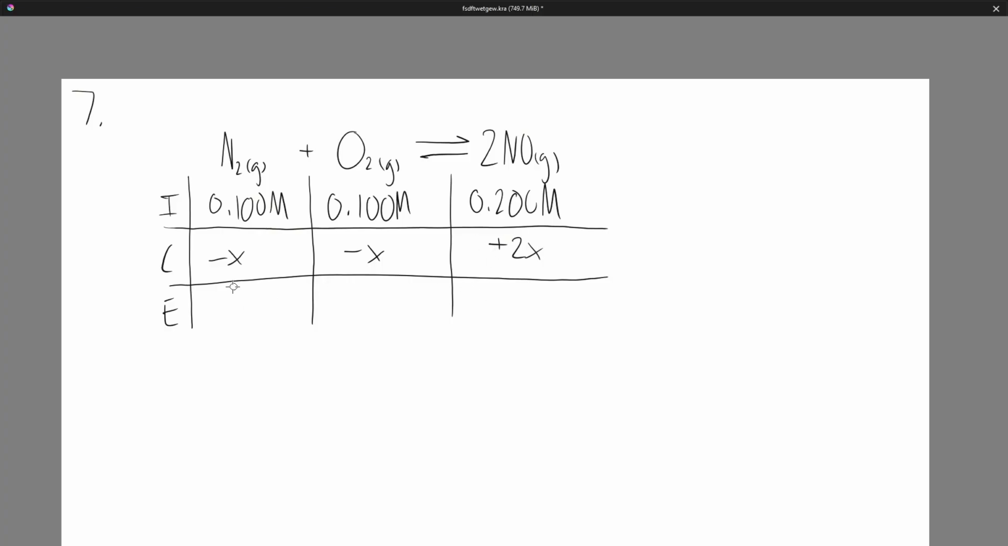Now our equilibrium concentration should be equal to the initial plus the change. Since we haven't found it yet, we're going to solve for x right now.